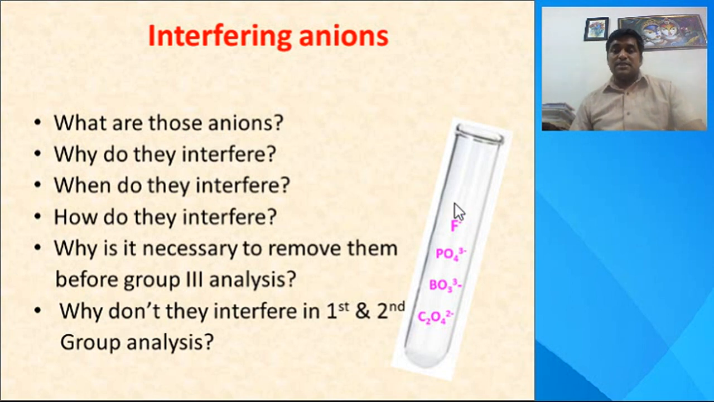As per the syllabus, the interfering anions we need to cover are fluoride, phosphate, borate and oxalate. So let us understand the chemistry behind this. Why are they interfering? How are they interfering? When are they interfering? And if they are interfering, how are we going to remove them?